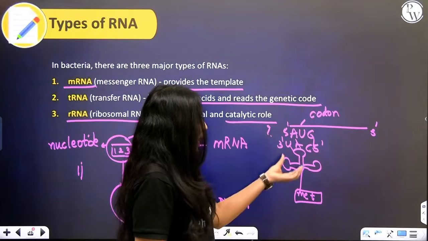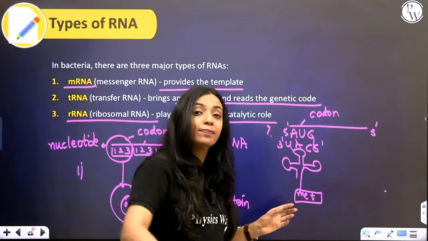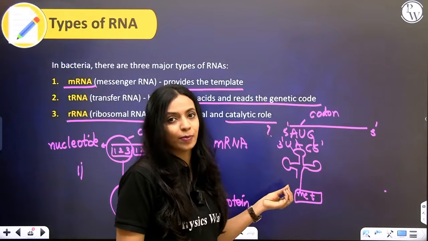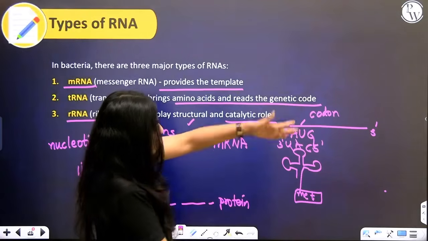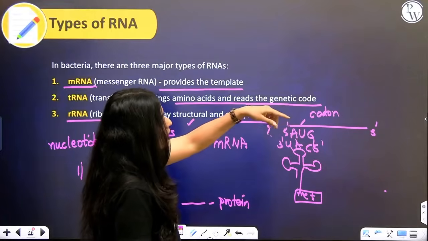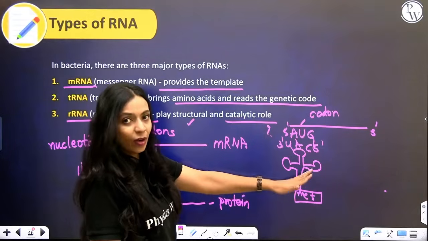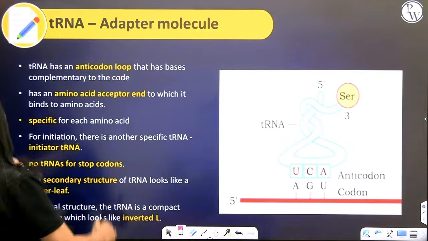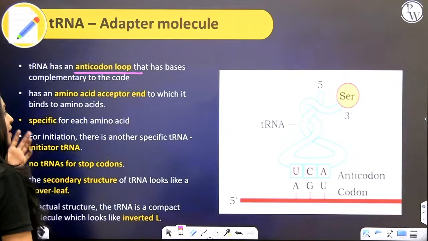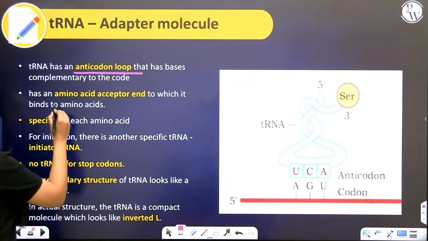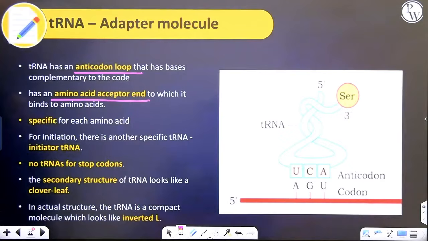So this will help in the synthesis of proteins by bringing the corresponding amino acids inside the ribosome for protein synthesis. On one end it will read the codon, it will have the complementary anticodon. The corresponding amino acid it will carry on the opposite end. That is how it acts like an adapter. So it has an anticodon loop that has bases complementary to the codon in mRNA. On the other end, it has an amino acid acceptor end to which it binds the amino acids.